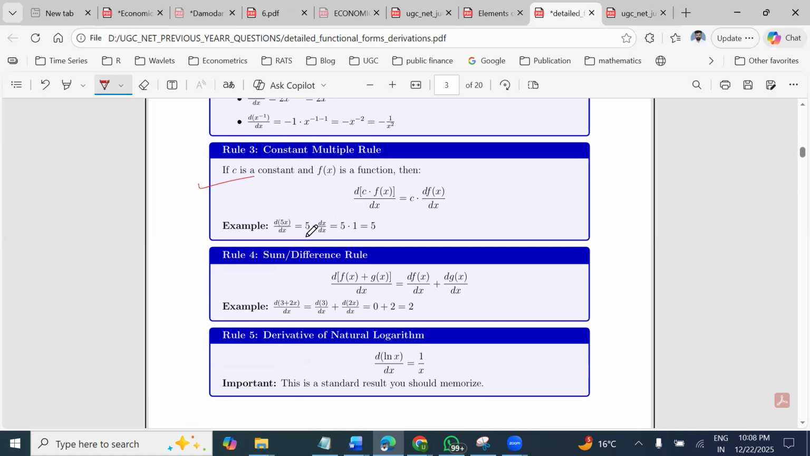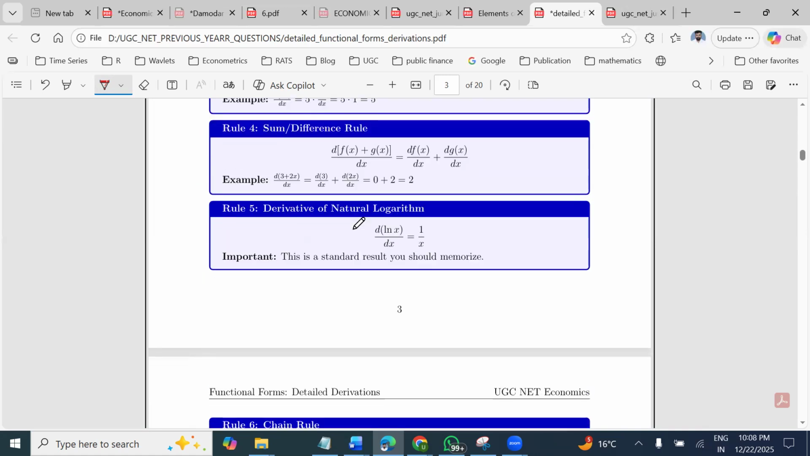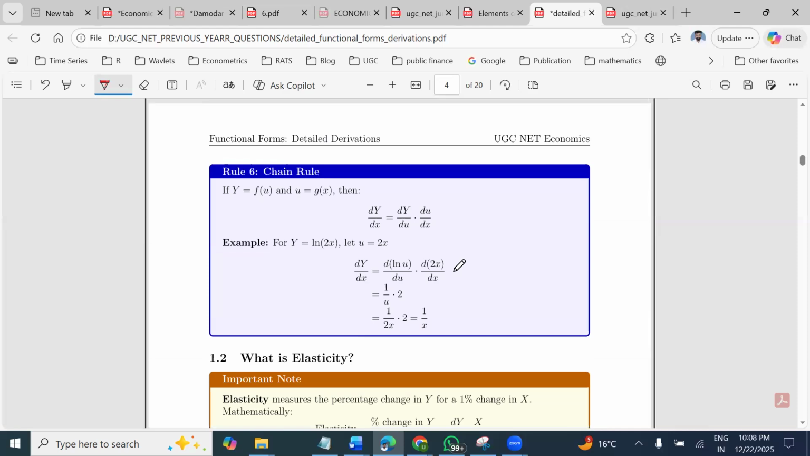Okay, so this is also straightforward, so there is no problem over here. Sum and difference rule is also fine. Which is very important to us is the derivative of the natural logarithm. So this formula is also quite easy to remember. So that is what is going to be used.